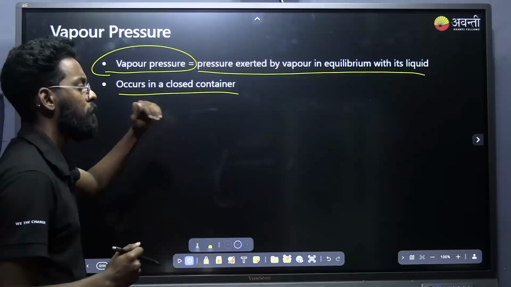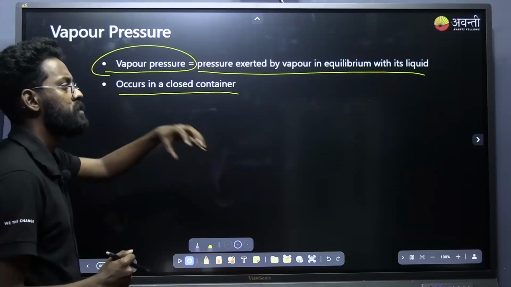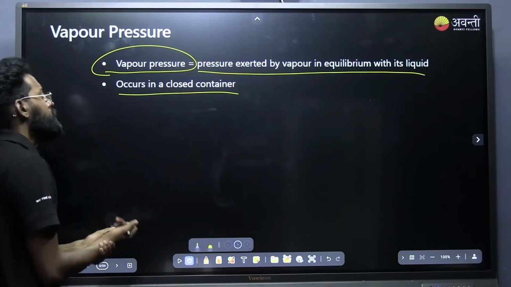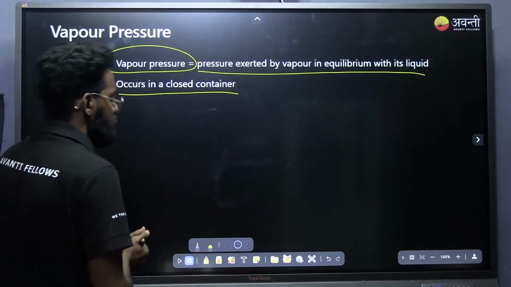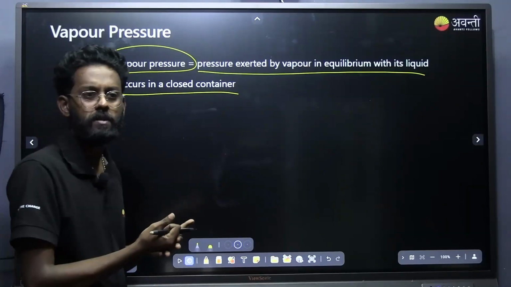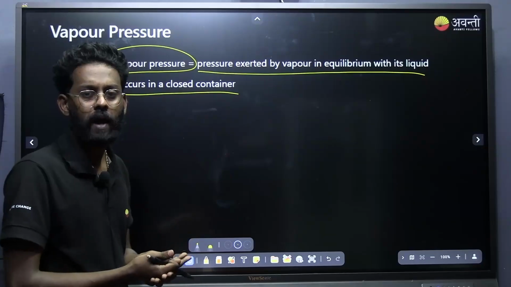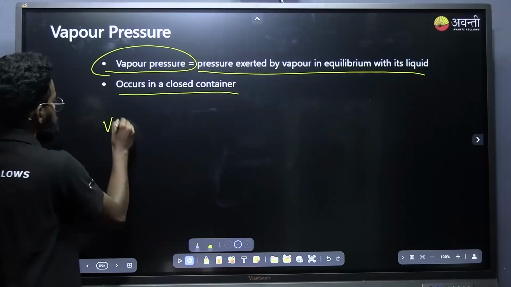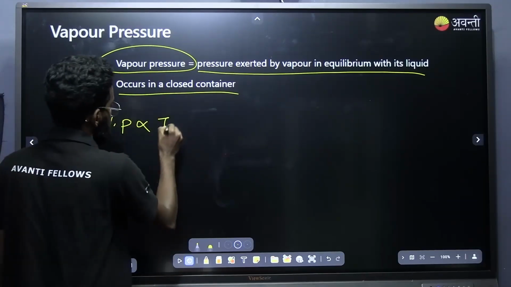In the case of an open container, the vapors above the surface of the liquid will evaporate or escape, so we can't apply that. Yeah, this is the complete idea about vapor pressure. Now how it is related to boiling point, temperature, intermolecular force and all these things, that we will be discussing right now.